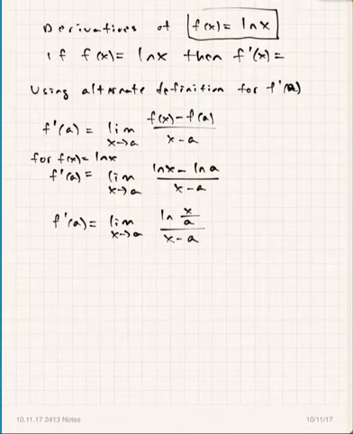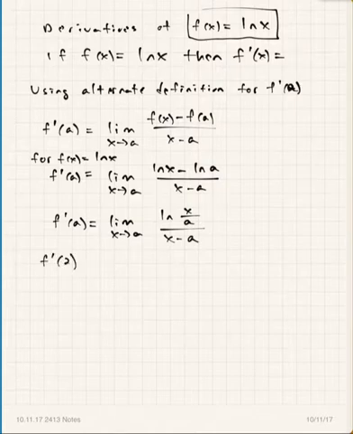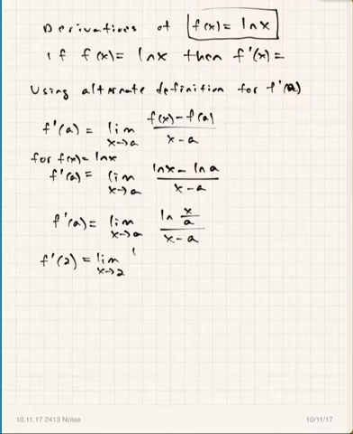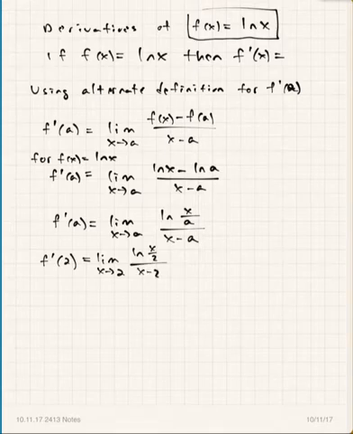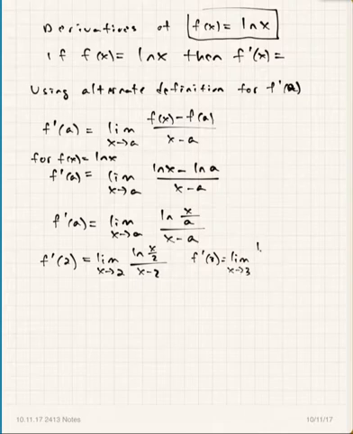So what I've started doing here is, what would be the derivative for our logarithm function at 2, for example? That would be the limit as x approaches 2 of the natural log of x over 2, over x minus 2. And we could continue on with this. F prime at 3 would be the limit as x approaches 3 of the natural log of x over 3, over x minus 3. And we could continue on like that.